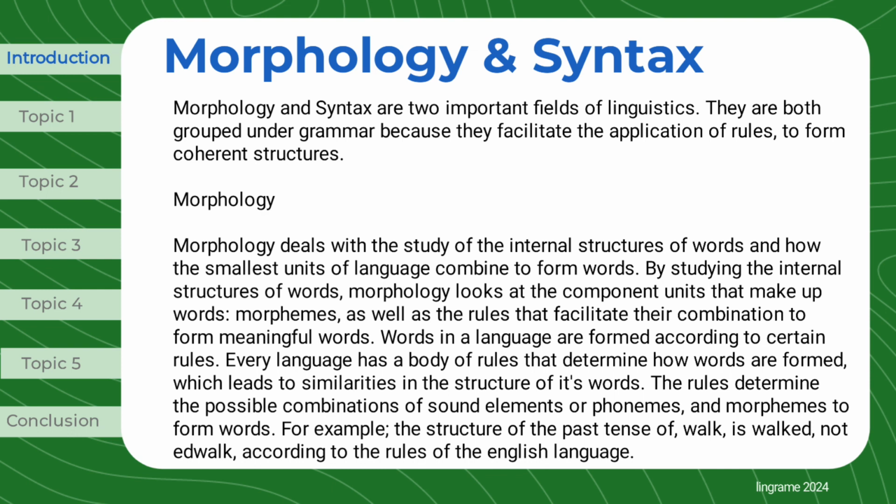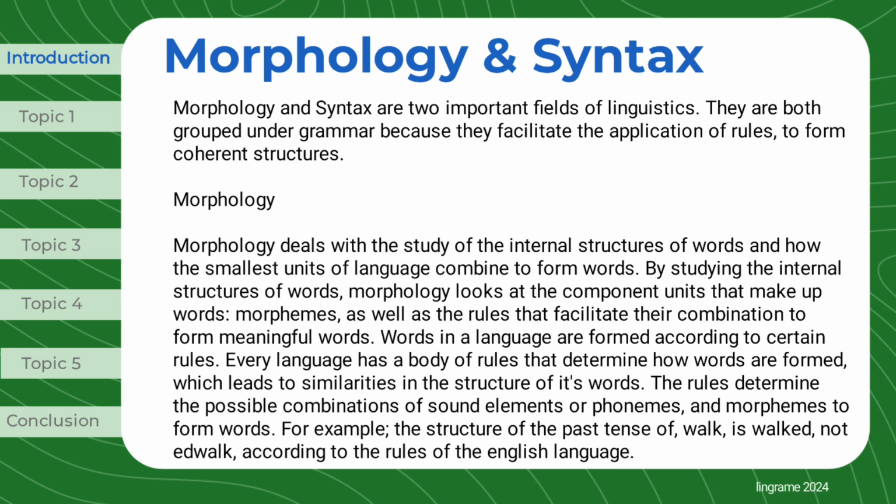Words in a language are formed according to certain rules. Every language has a body of rules that determine how words are formed, which leads to similarities in the structure of its words. The rules determine the possible combinations of sound elements or phonemes, and morphemes to form words.